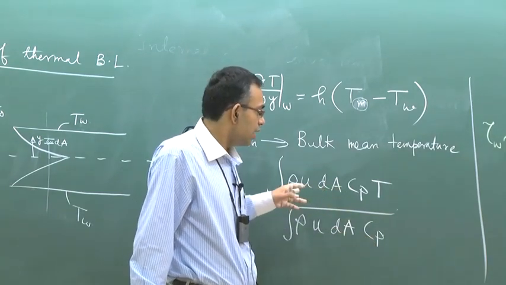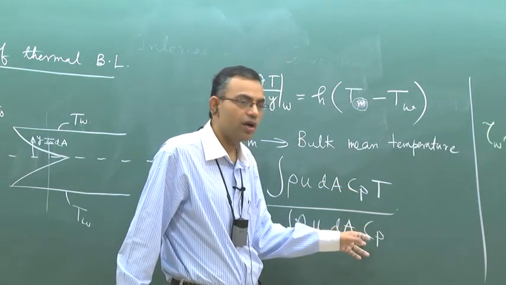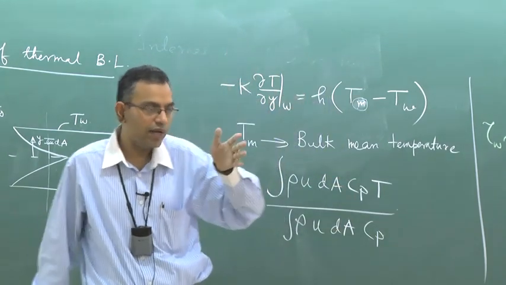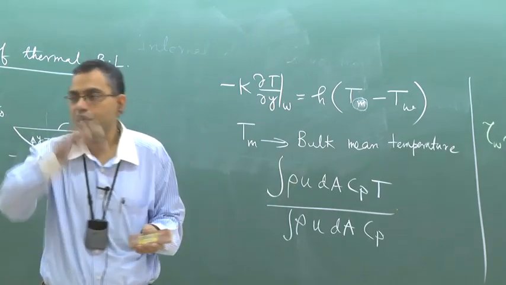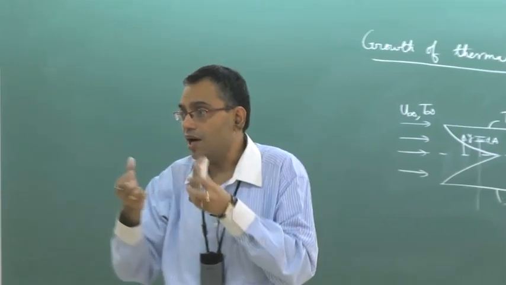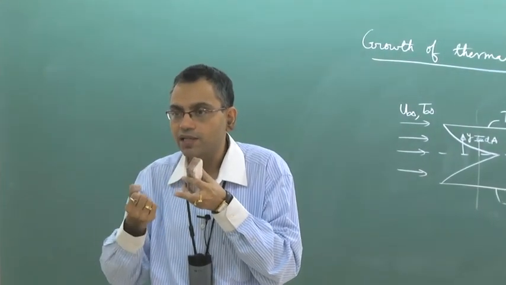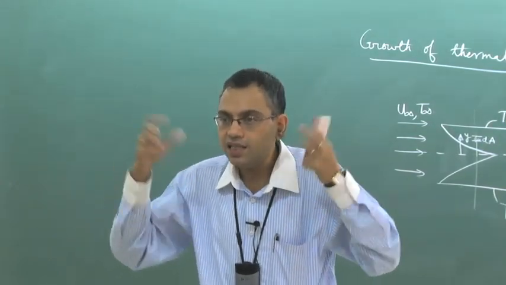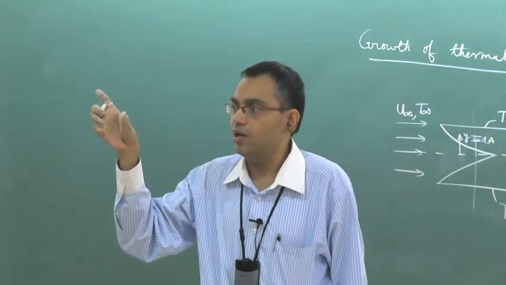This is integral of m dot Cp T, divided by integral of m dot Cp. So, this will give you some sort of cross sectionally average T. So, cross sectionally average T is not integral of T dA by integral of dA. It is weighted with the velocity, because when you are calling it a bulk mean temperature, it is also called mixing cup temperature. The factor that is creating the mixing is the fluid flow. So, it has to be weighted by the velocity.